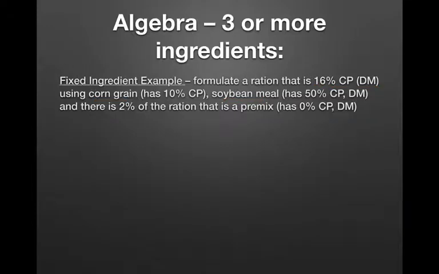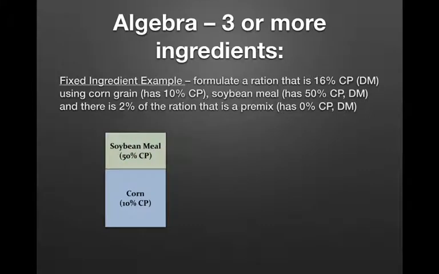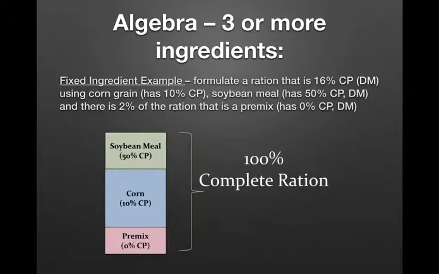So if we take this information and we take a look at our ration, we know we've got corn in there. We know we're going to have soybean meal. Those are the bulk of our 2 ingredients. But we've also got this third ingredient that's coming in, and that's this premix. So we know that collectively these 3 ingredients are going to make up 100% of our complete ration. What do we do from there?